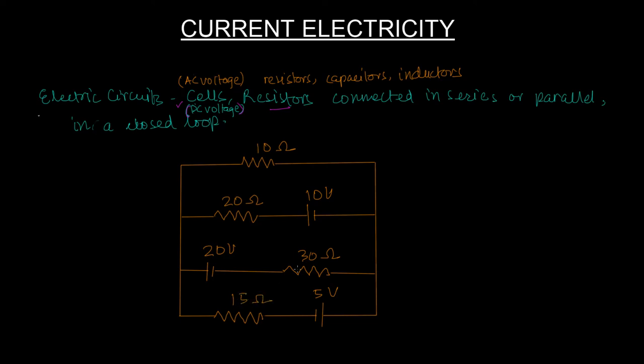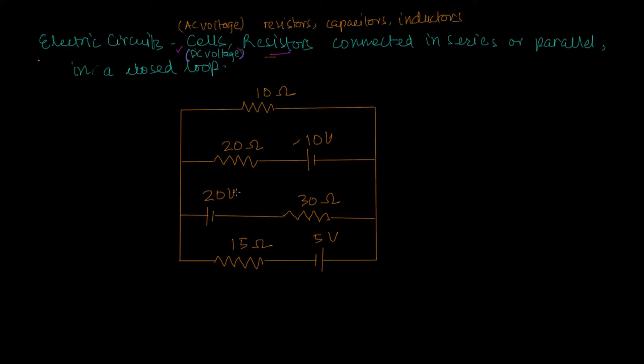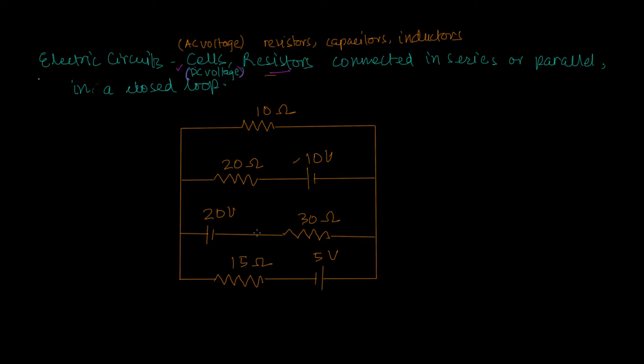So this is an electric circuit. There are closed loops. You require closed loops for the current to flow, and there are cells, these are the cells. There are resistors, these are the resistors, and they are connected in series or parallel in a closed loop. So this is a closed loop, right? I start from one point and without any break anywhere, if I traverse this, I come back to the same point. That is a loop, that's a closed path. Here there are three independent closed paths. We will see that.